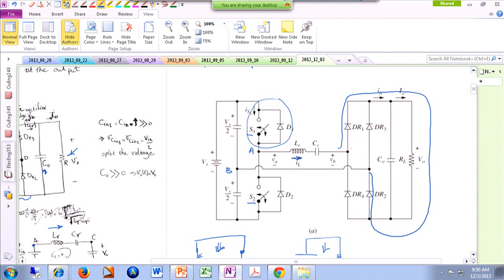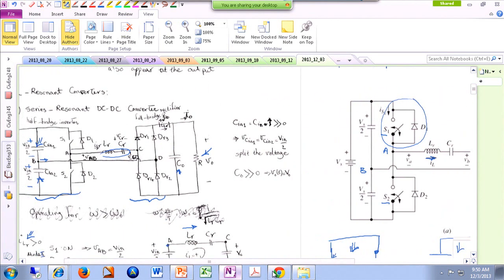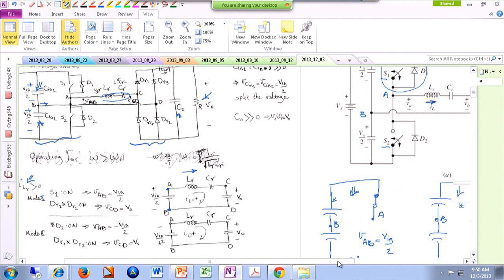And if I label this to be point C and point D, the voltage from C to D is actually the output voltage. So that's why here I am drawing the output voltage. So this was mode 1.